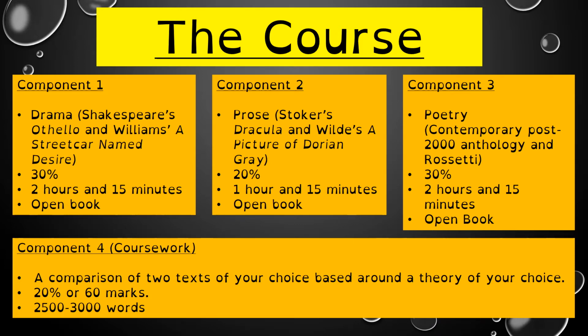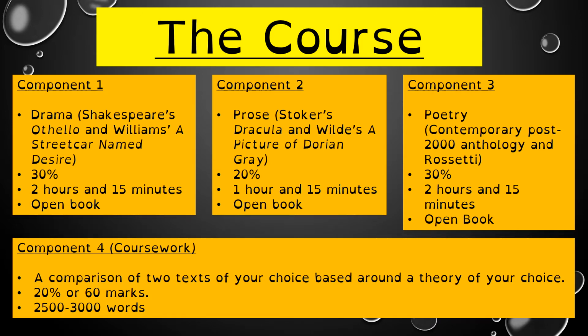So you will study Shakespeare's play Othello, and you will open Component 1 paper, and there will be 2 Othello questions. You'll pick one, you'll write your essay. And you will also study Tennessee Williams' A Streetcar Named Desire. In the same paper, you'll find your 2 questions on that, you'll pick one, you'll write your essay. You've got 2 hours and 15 minutes to write both of those. It's open book, so you get to take copies of both of the texts in with you, and that counts towards 30% of the final grade.